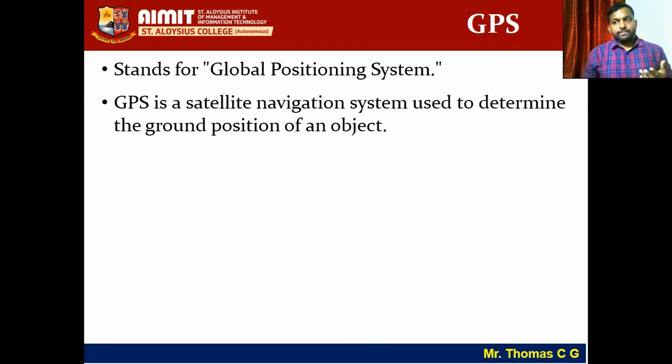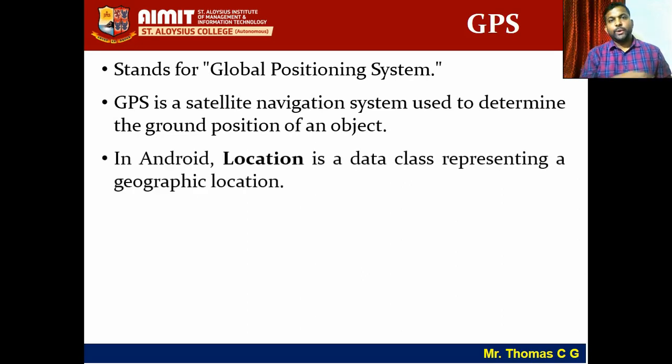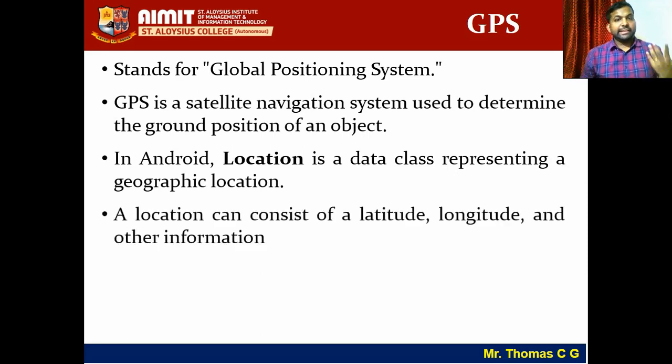So now normally we do that with the help of something called latitude and longitude. I think you would have studied that already. So in Android, a location normally means a data class which represents a geographic location. It consists of latitude, longitude, and a lot of other information which we'll be seeing in this video.